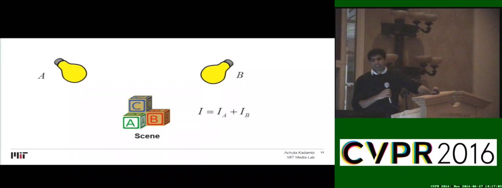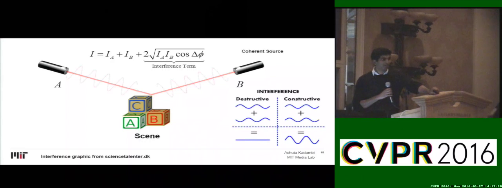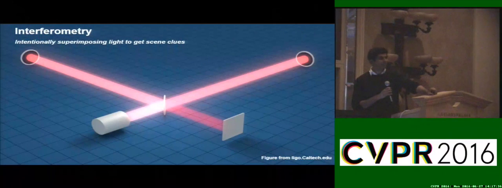But where this becomes interesting is if you replace the ordinary bulbs with laser pointers. Now if you write the irradiance where the laser pointers collide at that scene point, you get A plus B, but also a cross term of interference. Because every photon that comes from the laser pointer obeys the law of coherence, and you have destructive and constructive interference at that scene point. This interference term, a little detail in how we add these lights, is really the backbone of a very traditional topic in optics, interferometry, where people intentionally superimpose light to get scene cues.